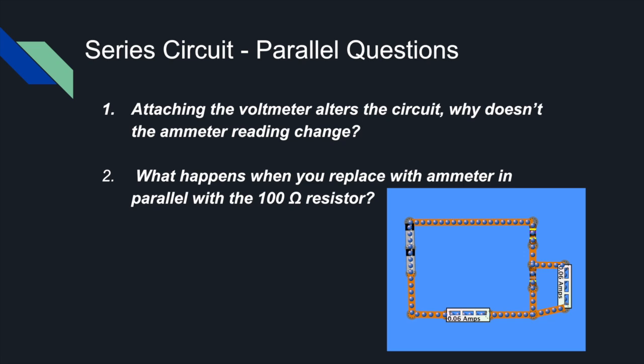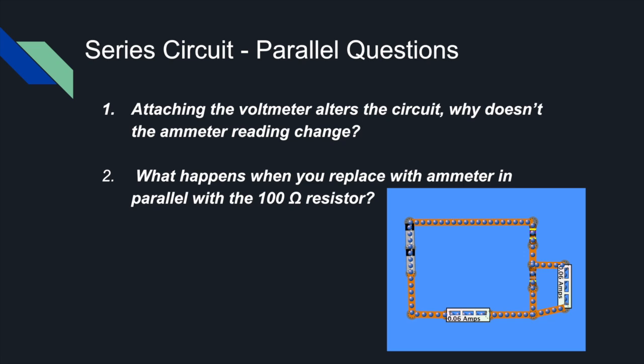Parallel circuit question. In this part, I observed what happened when I added things in parallel to my circuit. Question 1. Attaching the voltmeter alters the circuit. Why doesn't the ammeter reading change? The voltmeter is connected in parallel to the ammeter, and resistance in the voltmeter is very high, so therefore no current will flow through the voltmeter because there is a path of low resistance available.